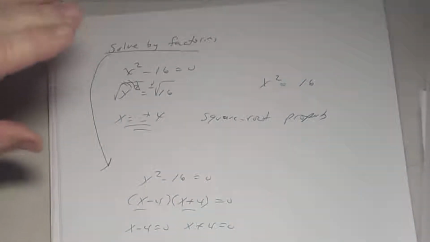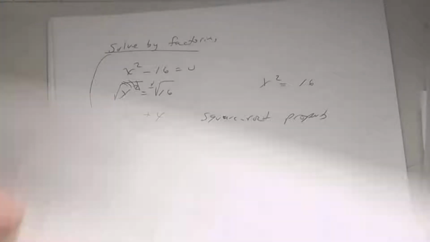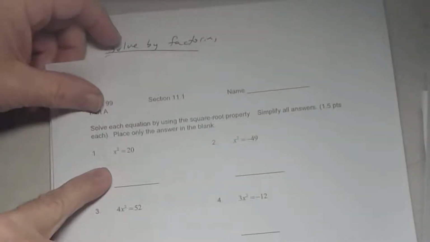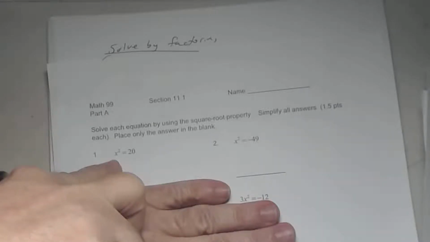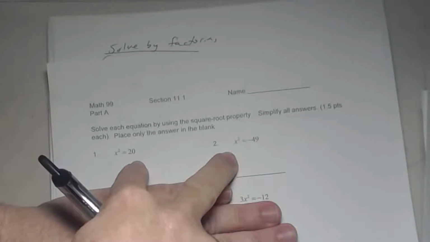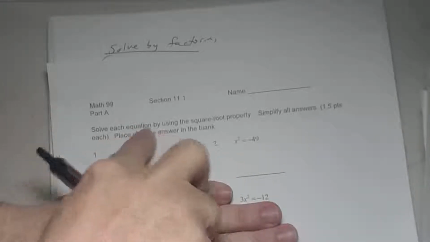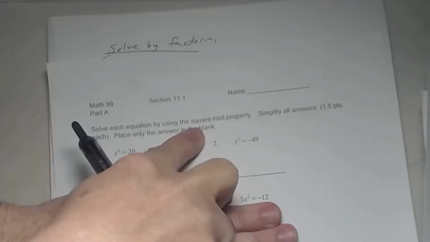So when you look at worksheet part A, especially in 1 and 2, how can you get x by itself? Take the square root of both sides. So you're going to use the square root property. It says solve each equation by using the square root property.